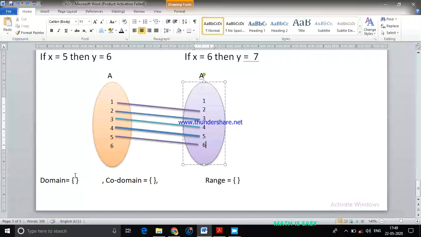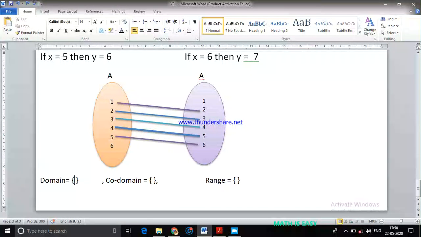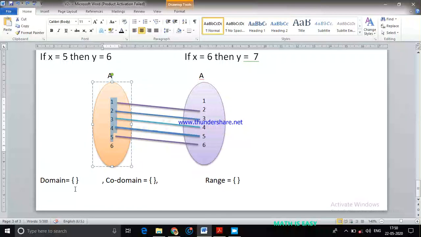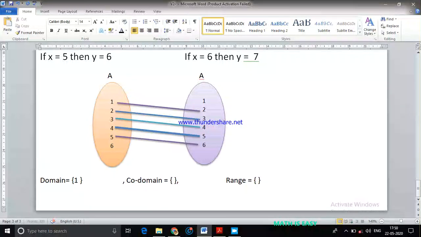Now what is my domain here? Domain means the elements that have a mapping. Only 1, 2, 3, 4, 5 have mappings, so the domain will be 1, 2, 3, 4, 5. Don't add 6 because 6 has no mapping. What is the codomain? The codomain consists of all the elements from the second set.